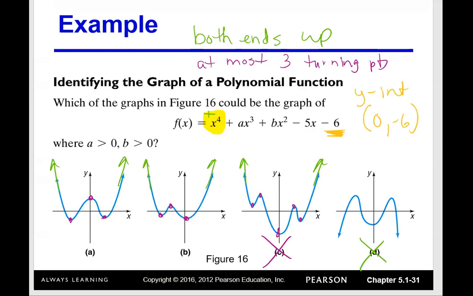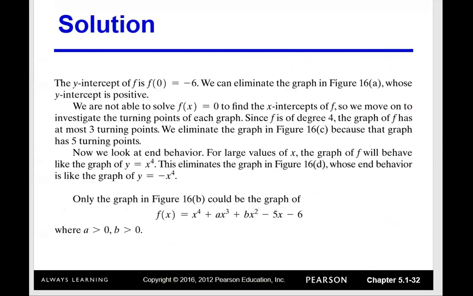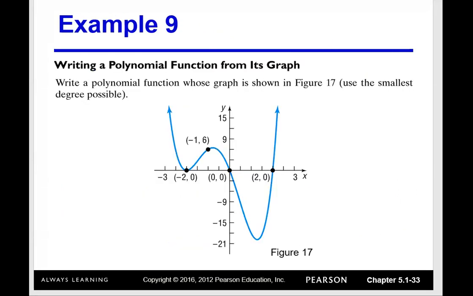So I've narrowed it down to A and B. And my graph has to have a y-intercept of 0, -6. It should be crossing the y-axis at -6. This one here is in negative land. This one here is up above. That's in positive land. It can't be that one. It's gotta be B. Process of elimination. The next slide just gives their explanation. You can read that later on your own.